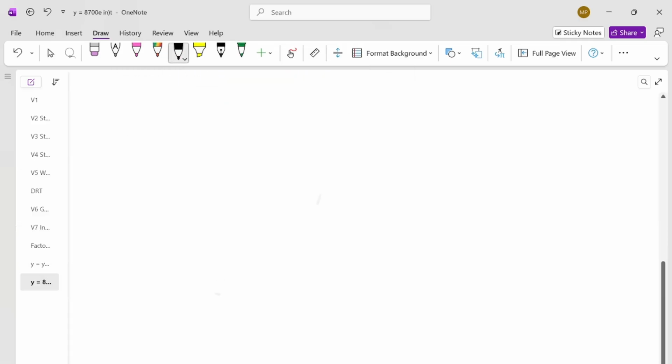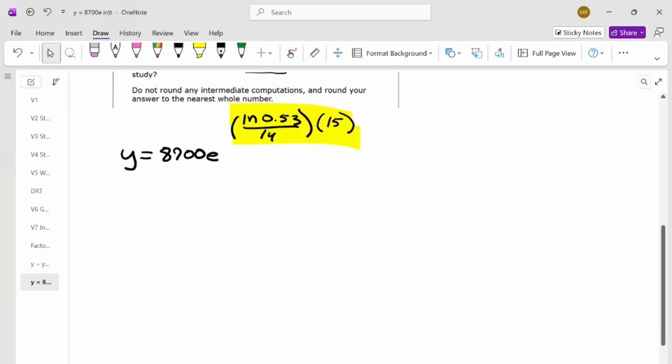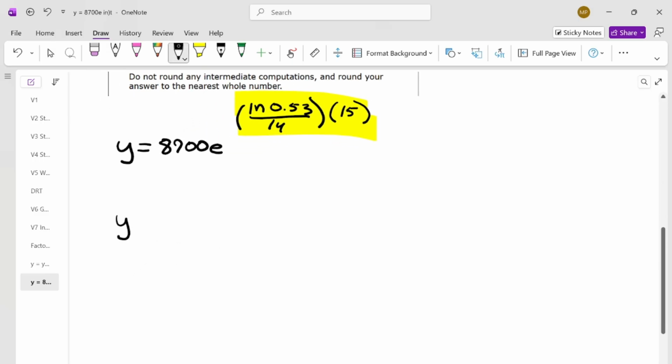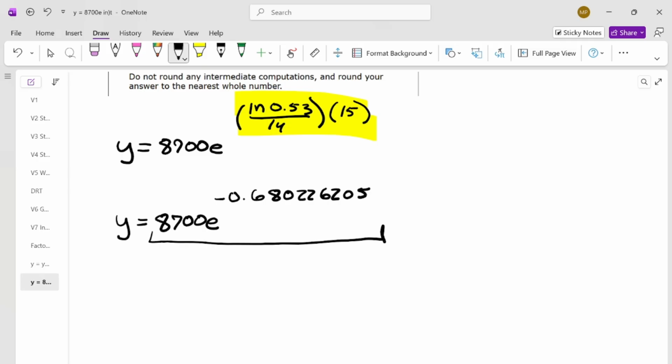We get y equals 8,700 times e to the power of negative, and that makes sense because it's a decay model, so we are going down in bacteria, negative 0.680226205. So a long decimal there. But then from here, we also just plug this value into our calculator. I just don't want to make any rounding errors, so I use that entire number.